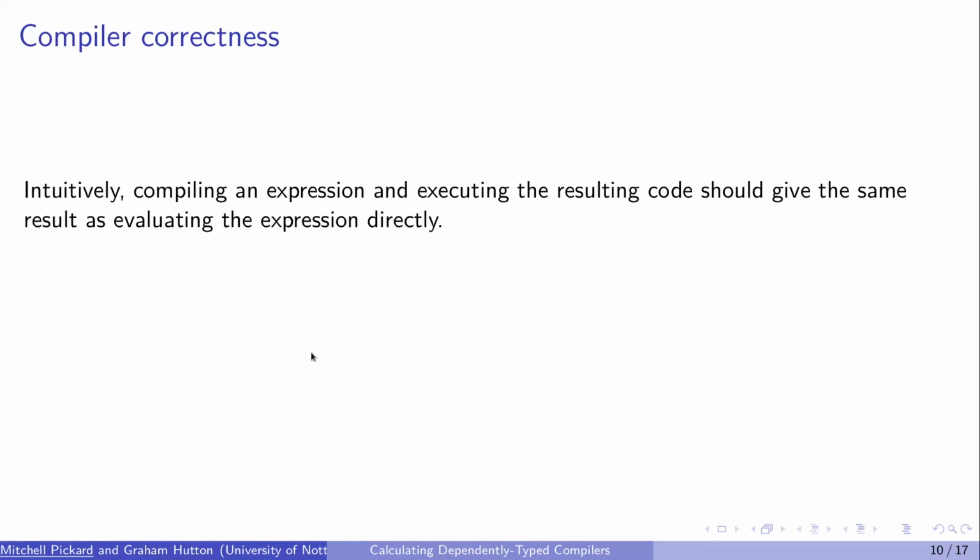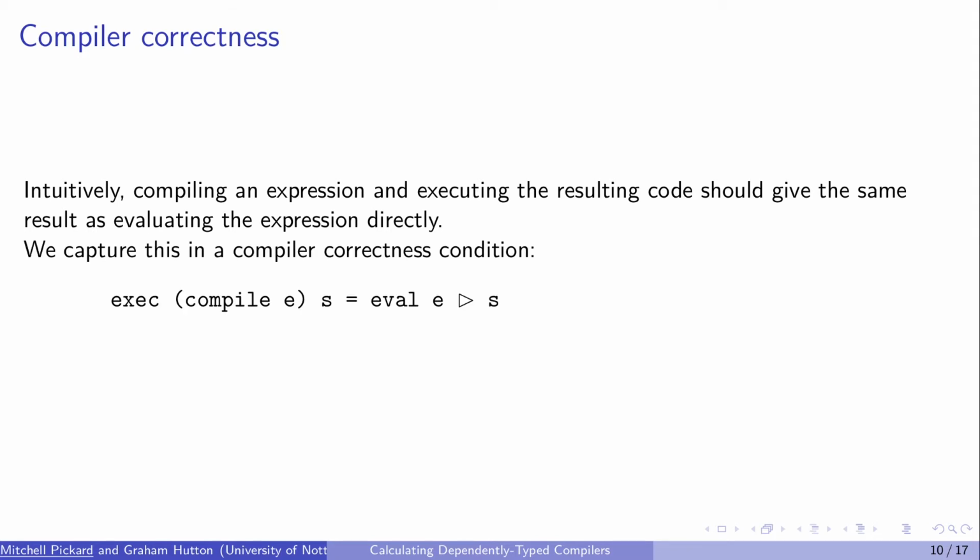Now, how do we know that the compiler we generate at the other end is going to be correct? Intuitively, we know that compiling an expression and then executing it should give you exactly the same result as just evaluating the expression directly using the evaluation function from before. And we can capture this in an actual compiler correctness condition.